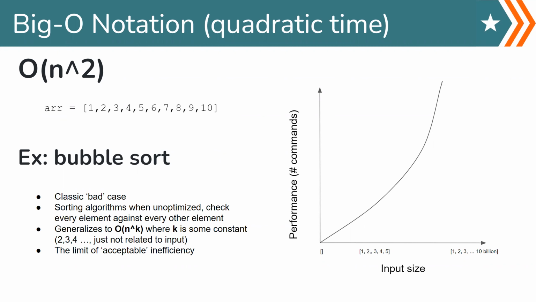And n squared is considered the limit of acceptable inefficiency. So if something takes n squared, it's kind of reasonable. Once something starts taking n cubed or n fourth, you want to start looking at it and saying, is this really the best way to do it? Sometimes it might be, but it could be that you're just doing it inefficiently.